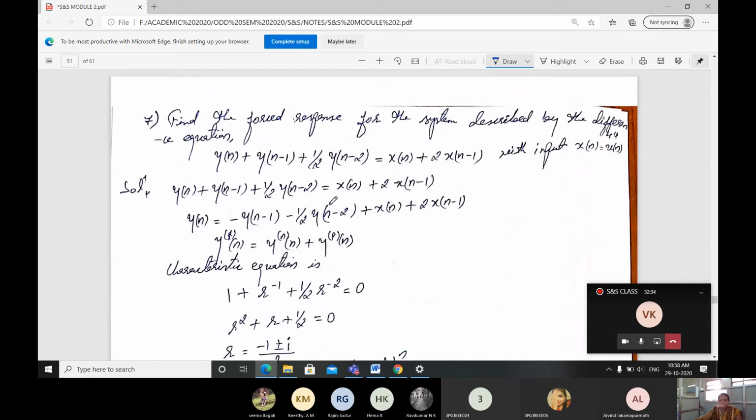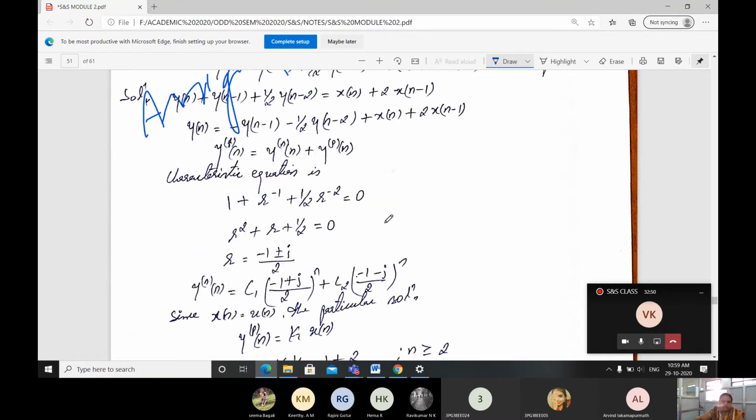This is one problem. The next problem, I will give as an assignment. You do this. Once you practice this, if you are not getting it, you can ask.